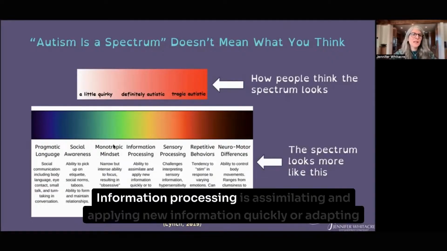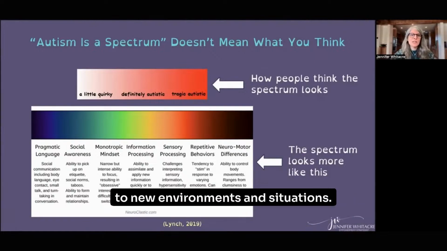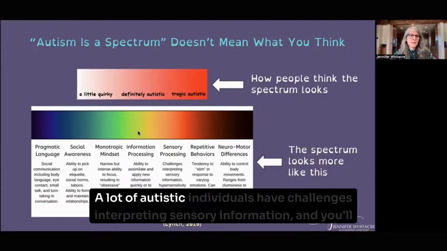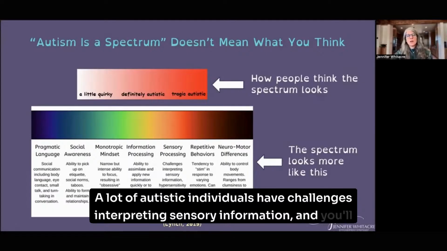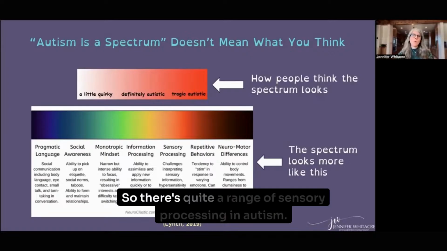Information processing is assimilating and applying new information quickly or adapting to new environments and situations. Sensory processing is another trait. A lot of autistic individuals have challenges interpreting sensory information, and you'll see a variance sometimes from hypersensitivity to hyposensitivity. So there's quite a range of sensory processing in autism.